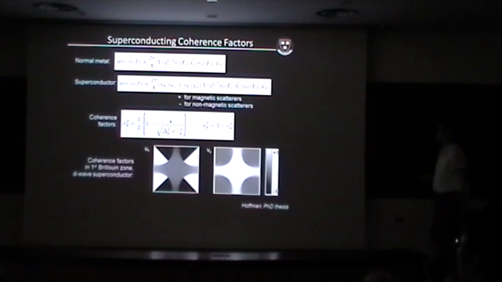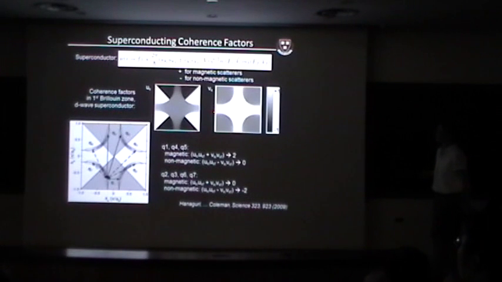And so if you just map the coherence factors in the Brillouin zone, then you can see that for a D-wave superconductor, they have structure and they change signs at angles. So now if you take this information and throw it into this coherence term here, you'll find that for different Q vectors, this coherence term is going to take different signs. And in particular, different Q vectors are going to react differently to magnetic scatterers versus non-magnetic scatterers.